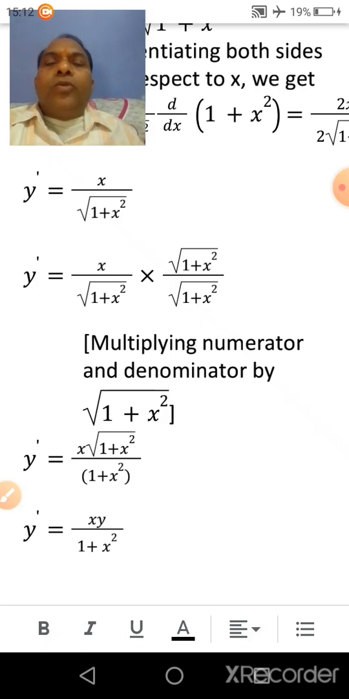Clear? So you have to solve all questions of exercise 9.1 and 9.2 with example.